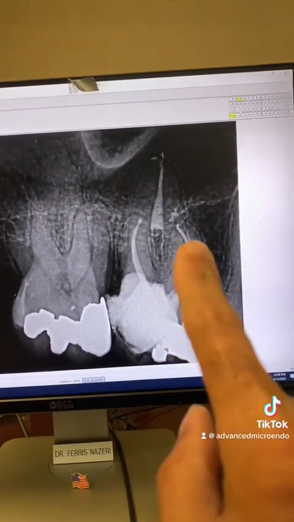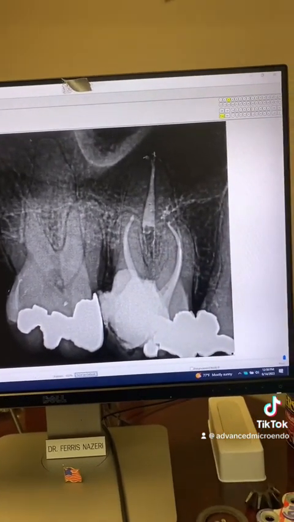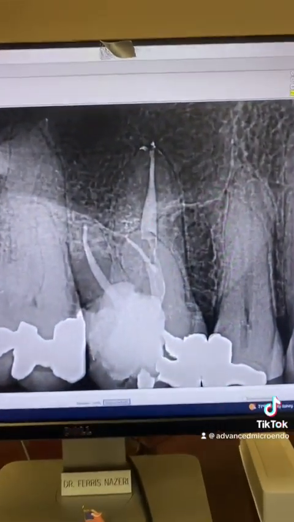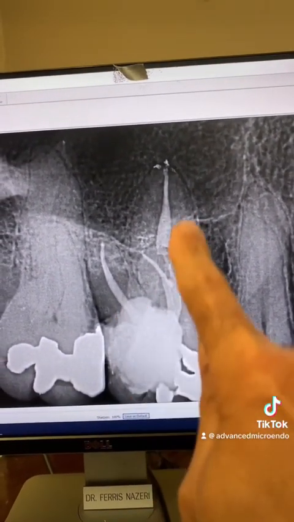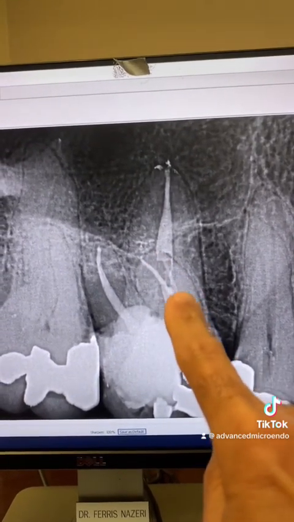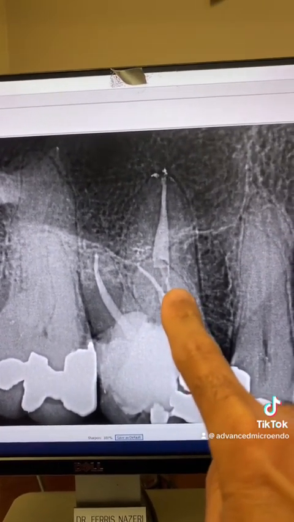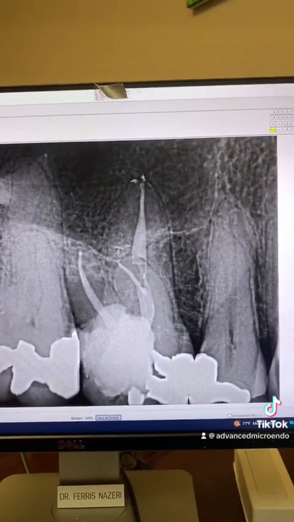Let me show you a different angulation. You can see the MB2 right there, right? Let me show you a different angulation. Take a look at this angulation. MB1, MB2, distal buccal and palatal. Look at all of this anatomy here associated with the MB2 canal. The MB2 canal bifurcates. Okay, so take a look here.